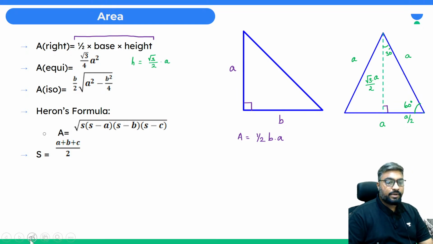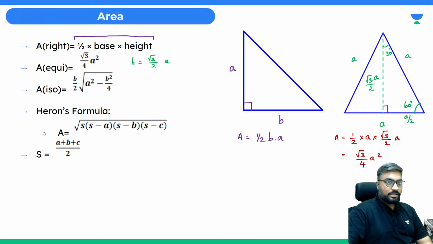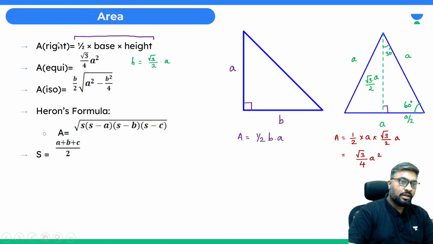Yeah, तो अपन अगर area के formula में लगाएंगे, area is what, half times base times height. Half times base क्या है, a, height क्या है, √3/2 a. So this gives us √3/4 a square. ठीक है, got this guys? So this is important, this is important.